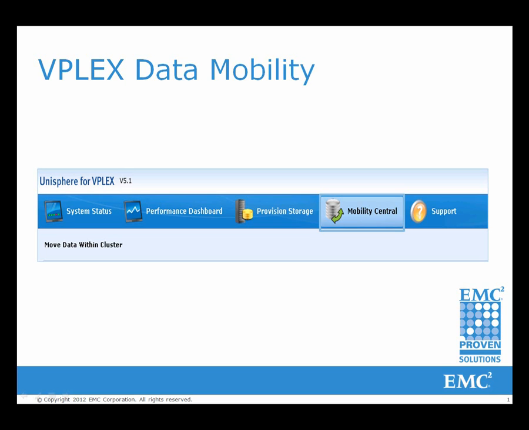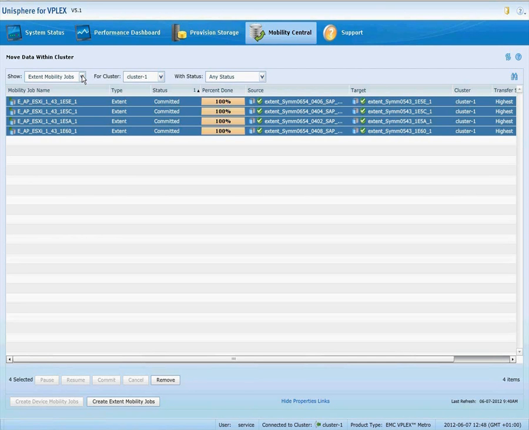Data mobility enables non-disruptive migration of storage elements within or between VPLEX clusters. Here we will demonstrate how to use Unisphere for VPLEX to move data between arrays within a VPLEX cluster with extent mobility jobs.